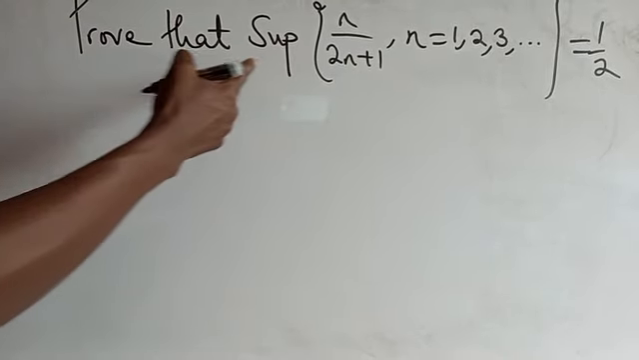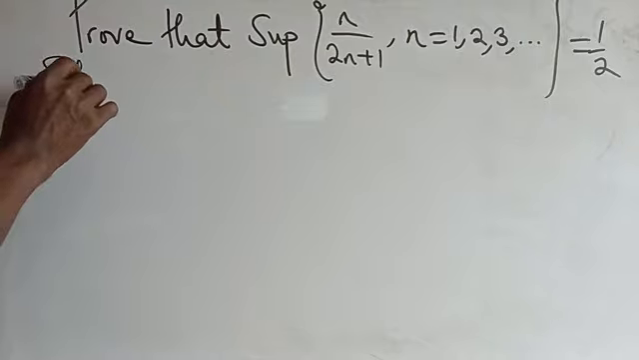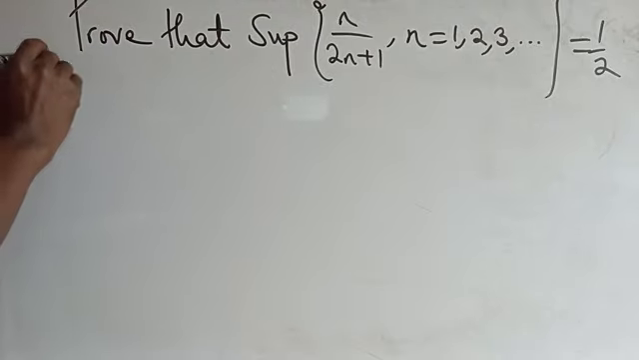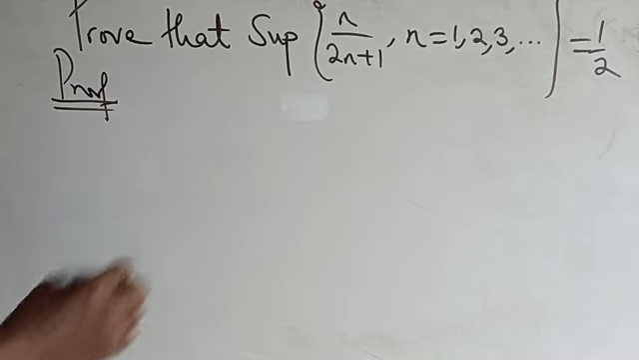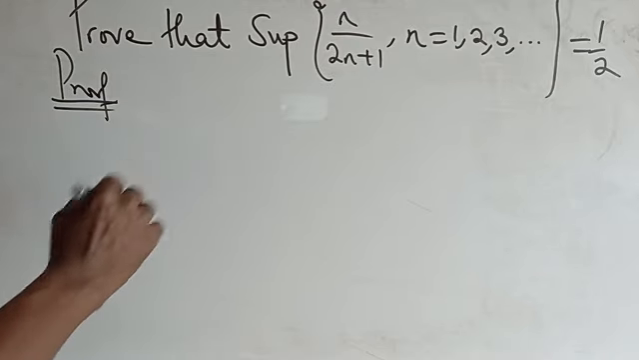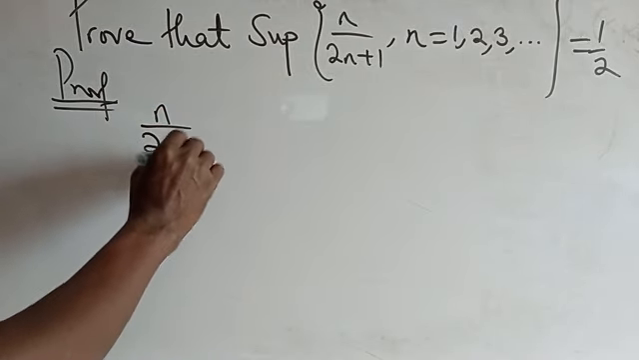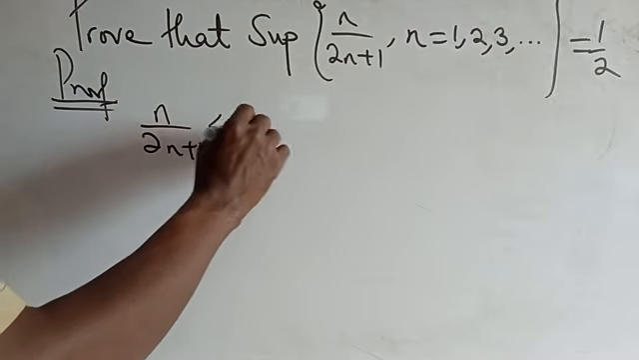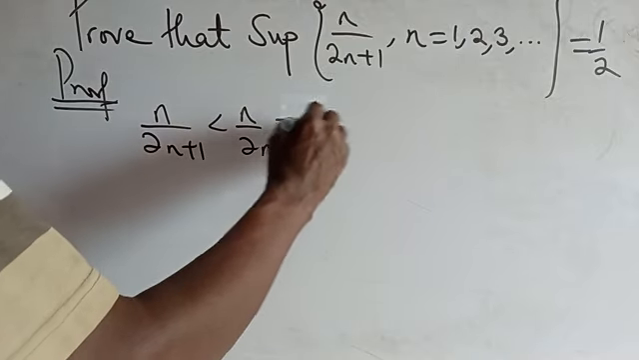Hello, we want to prove that the supremum of this set is equal to half. Let's look at how this can be proved. Let's write the proof. Obviously, our claim is to show that this set, n over 2n plus 1, is less than n over 2n, which is equal to half.